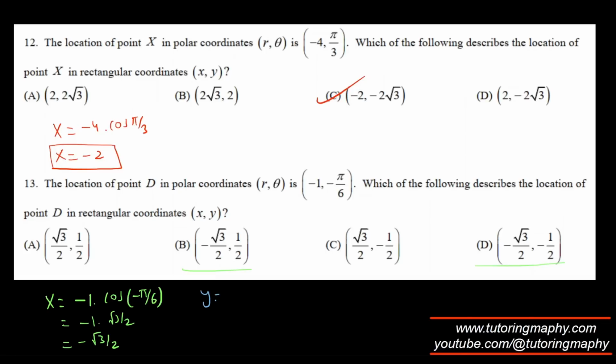And y is equal to r sine theta. So negative 1 times sine of negative pi over 6. Sine cannot digest the negative sign, it throws it out. So double negative becomes positive. So it's just sine of pi over 6, which is 1 over 2. So answer is option B.